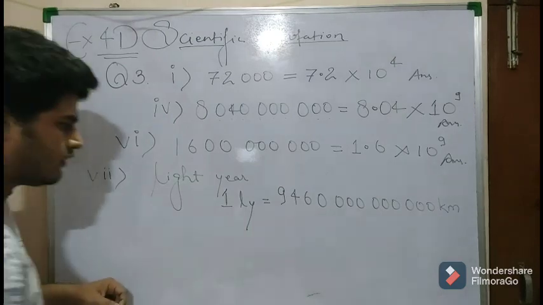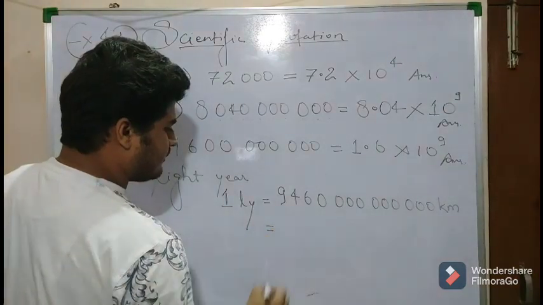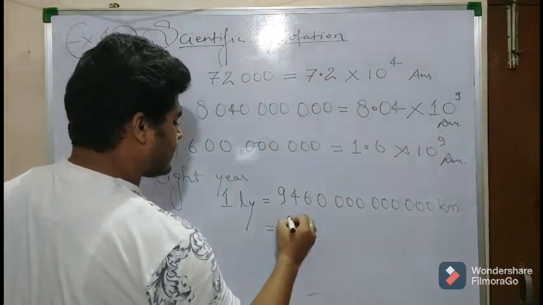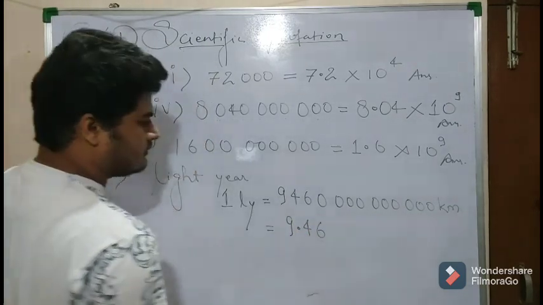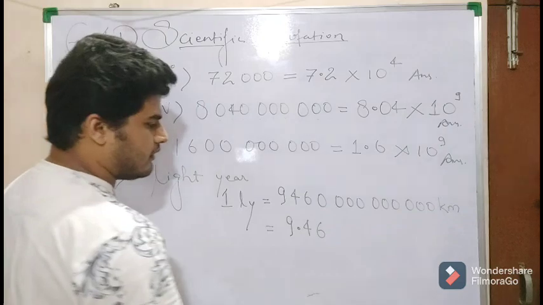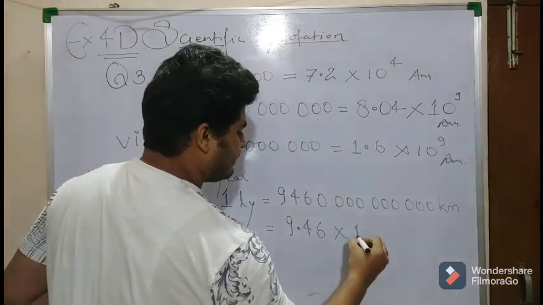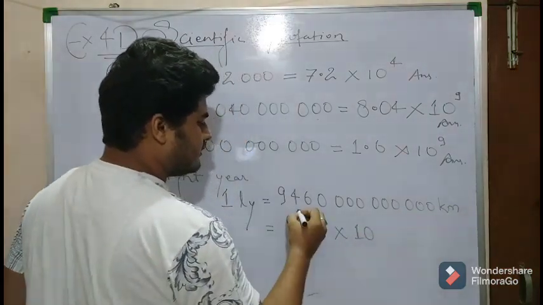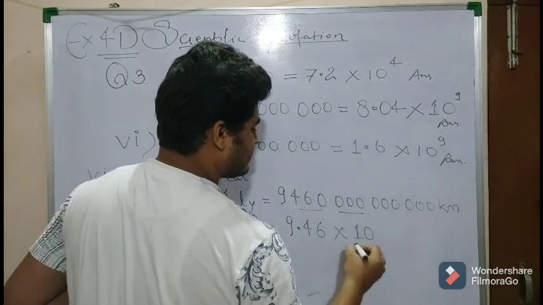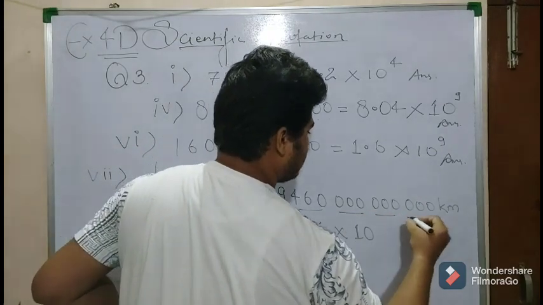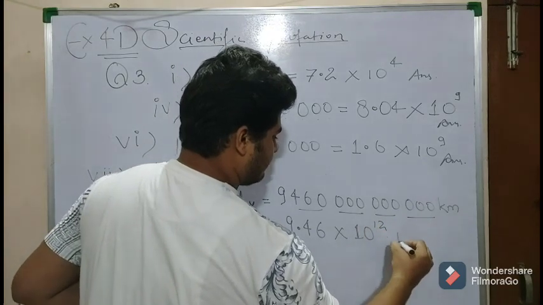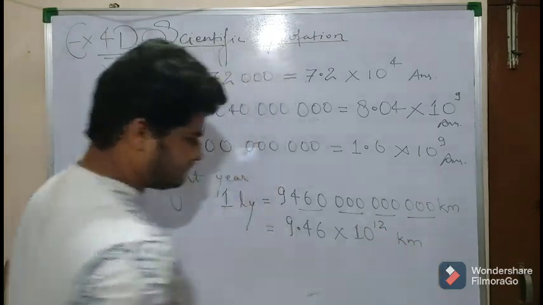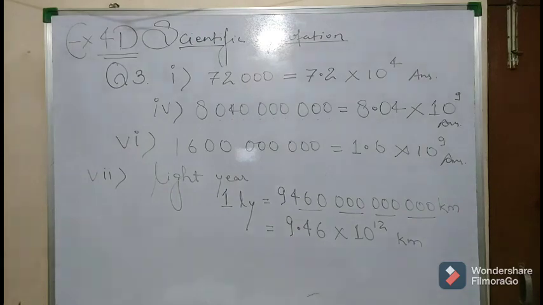So if we are going to convert into scientific notation, 946 can be written as 9.46 multiplied by 10 to the power, 3 plus 3 is 6, plus 3 is 9, plus 3 is 12. So 10 to the power 12 kilometers. 9.46 into 10 to the power 12 kilometers.